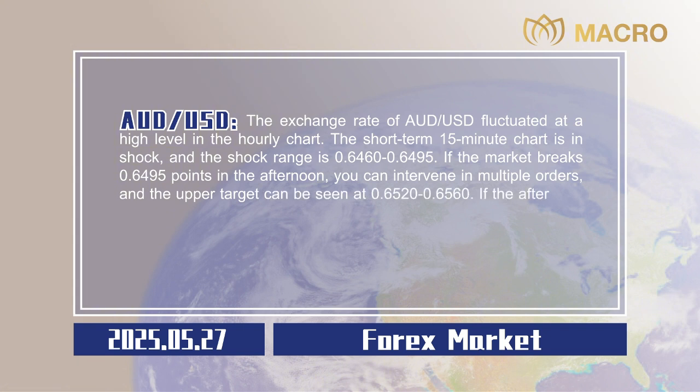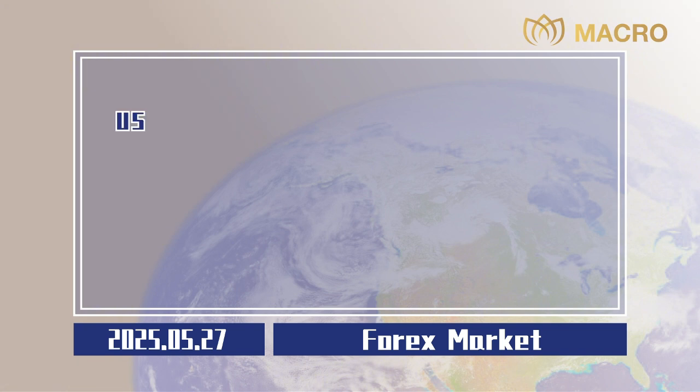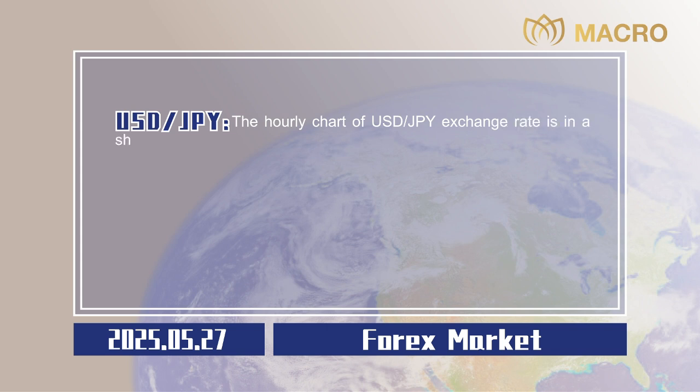If the afternoon market breaks 0.6460 points, you can intervene in the empty order, and the target below can be 0.6420 to 0.6380. Stop losses are all 20 points, 0.0020. US dollar to Japanese yen. The hourly chart of US dollar to Japanese yen exchange rate is in a shock stage.